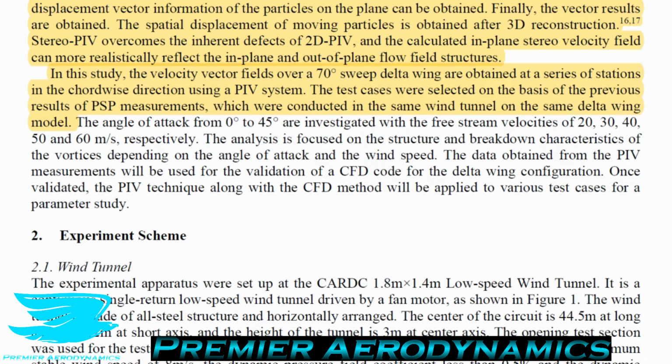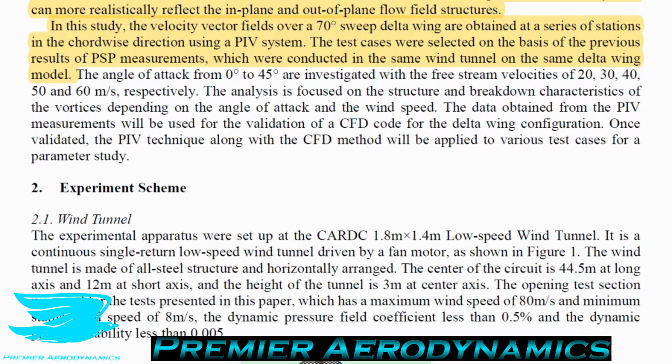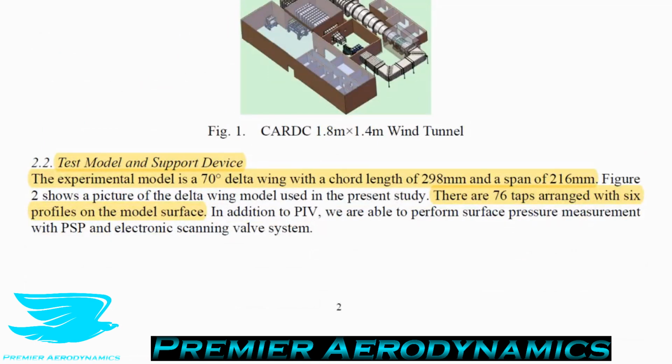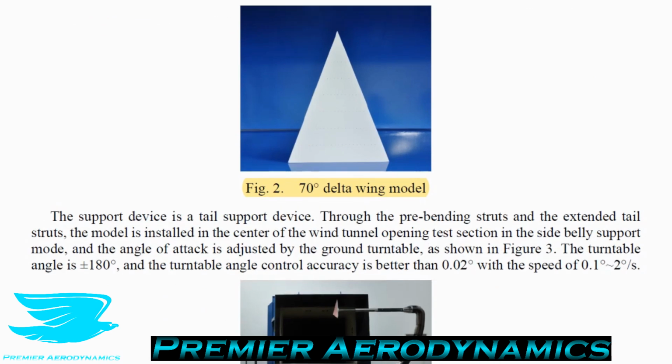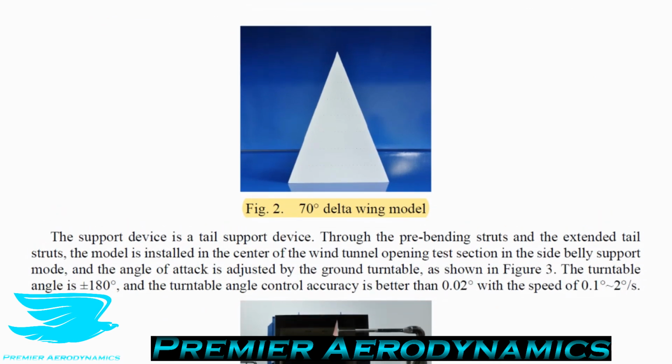The test cases were selected on the basis of the previous results of pressure-sensitive paint. So they have previous results of this method, and they're going to correlate the two later on, which is quite nice. And they were conducted on the same wind tunnel with the same delta wing. So the experimental model is a 70-degree delta wing with a chord length of 298 millimeters and a span of 216 millimeters. What's more, they have 78 taps arranged in 6 lines on the model surface. So that's quite nice. You can get pressure from there as well. And they have a picture of this delta wing, and it's effectively just a regular isosceles triangle. So the base length is about half the length of the other two sides.